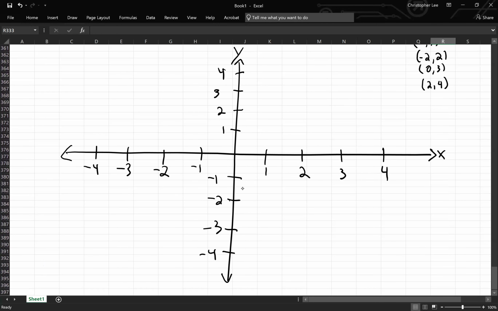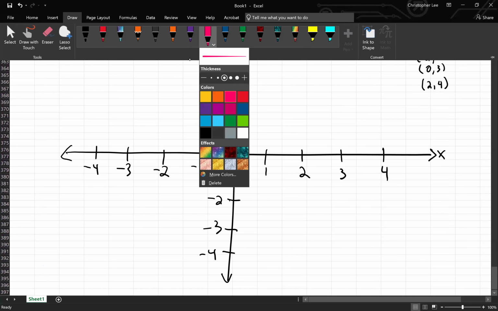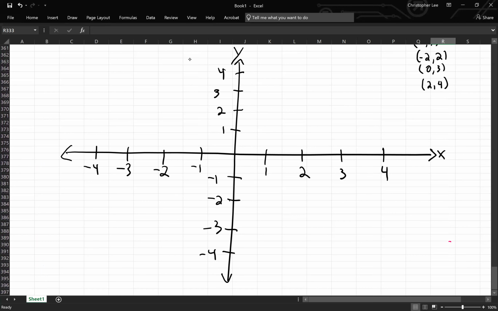Now let's look at where they intersect that. So -2 comma 2 right here. Then I'm going to have 0 comma 3, which is right here. And then I have 2 comma 4, which is up here. And that's it. Remember to label those points as well.